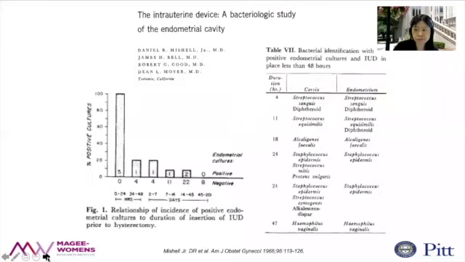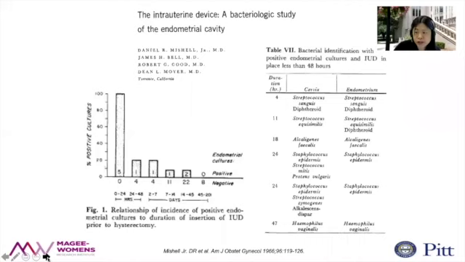Next slide. In a classic article looking at the bacteriologic studies of the endometrium after IUD placement, Dr. Mishell and his colleagues enrolled patients undergoing hysterectomy who had Lippes loop IUDs placed anywhere from 4 hours to 7 hours before their hysterectomy. They performed transfundal endometrial sampling to avoid contamination of the samples from the endocervix.